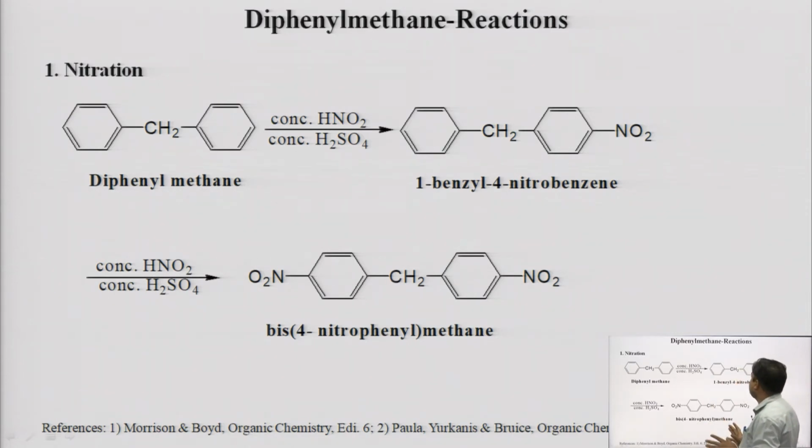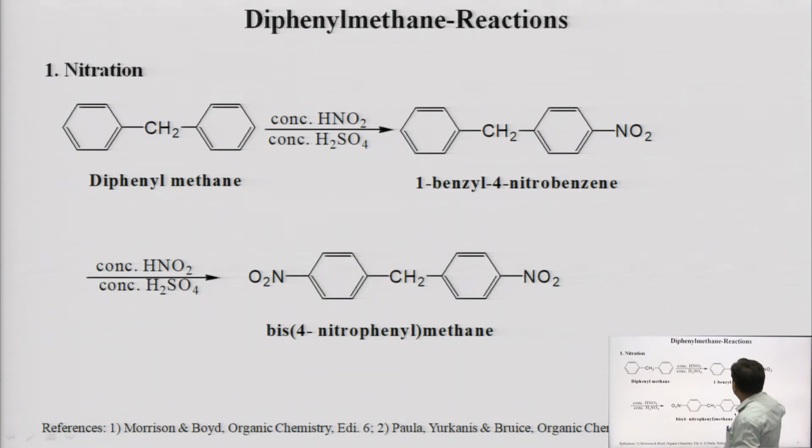So, in case of the first reaction, we have just seen that nitration occurs. Again, we know that the reagent used for the nitration reaction is a mixture of concentrated HNO3 and concentrated H2SO4. This mixture gives us an electrophile, the nitronium ion, NO2+. That nitronium ion attacks the diphenyl methane molecule, and by following the subsequent reaction, we get 1-benzyl 4-nitrobenzene. So, nitration occurs at the 4th carbon of 1 benzene ring initially.